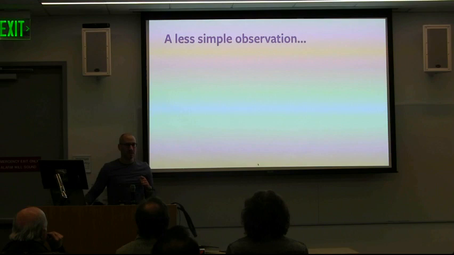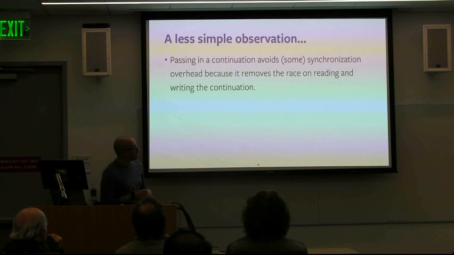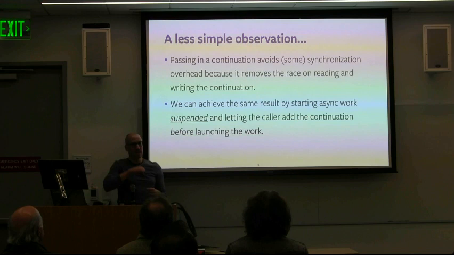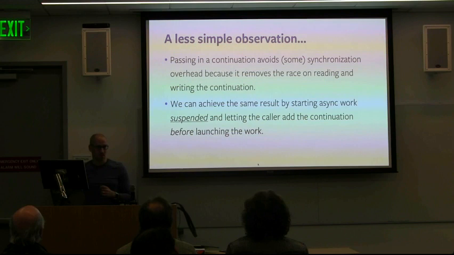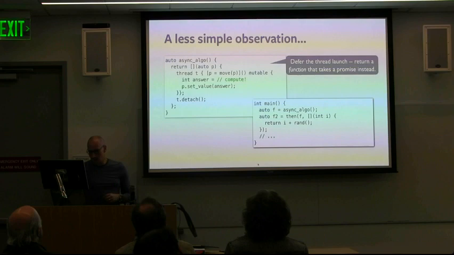So something that's a little less simple than that. Passing in a continuation avoids some synchronization overhead because it removes the race on reading and writing the continuation. You can achieve the same result by starting async work suspended, and letting the caller add the continuation, and then launching the work when they're ready to. So what is that? Okay. So let's change this code to defer the thread launch. How do we do that?